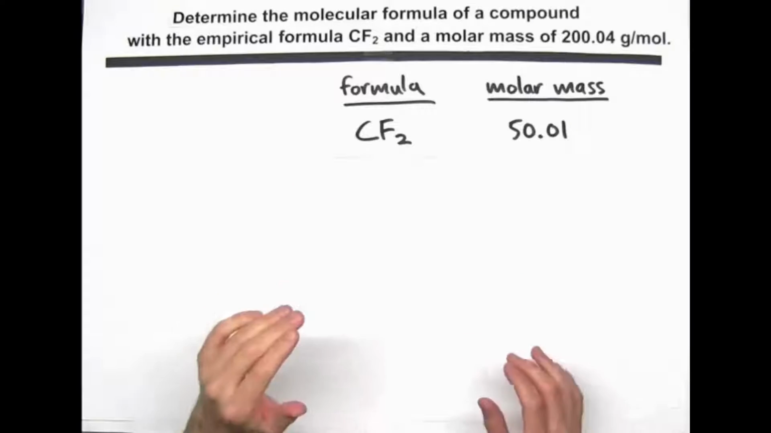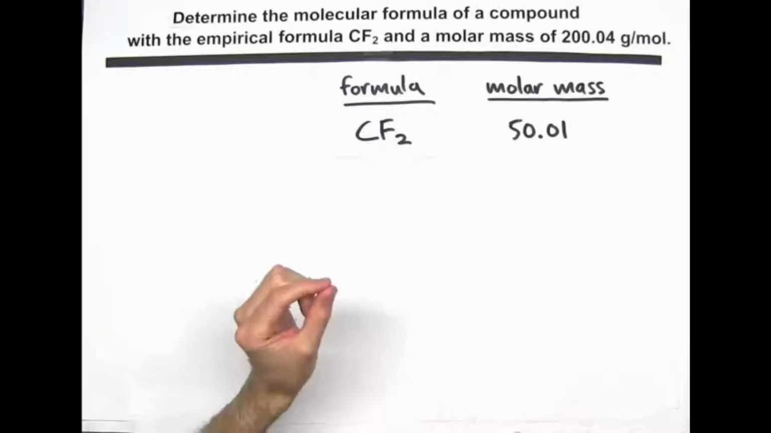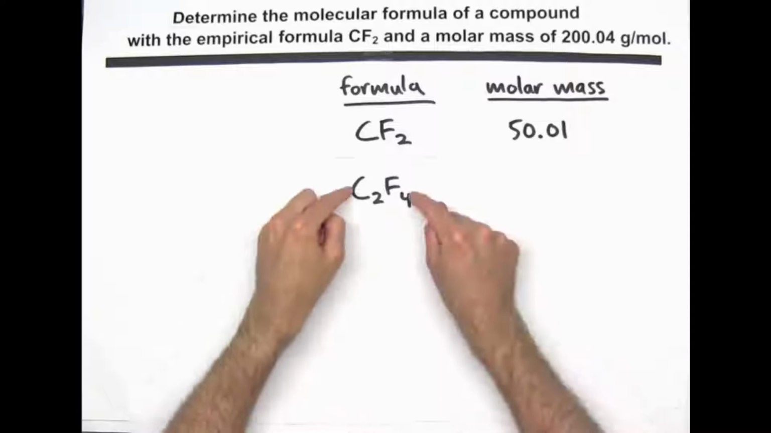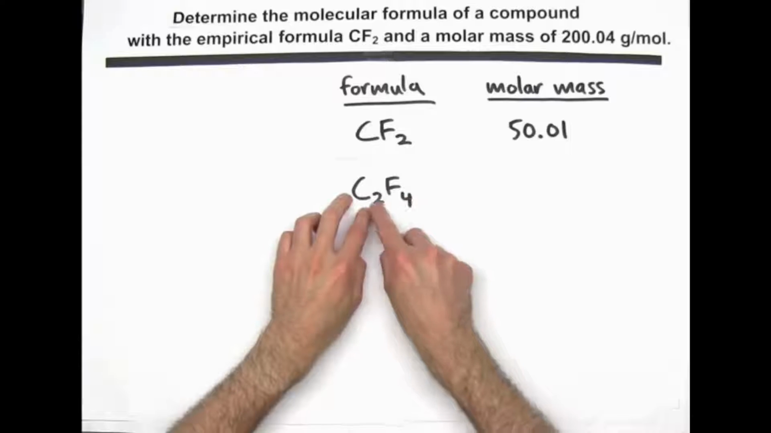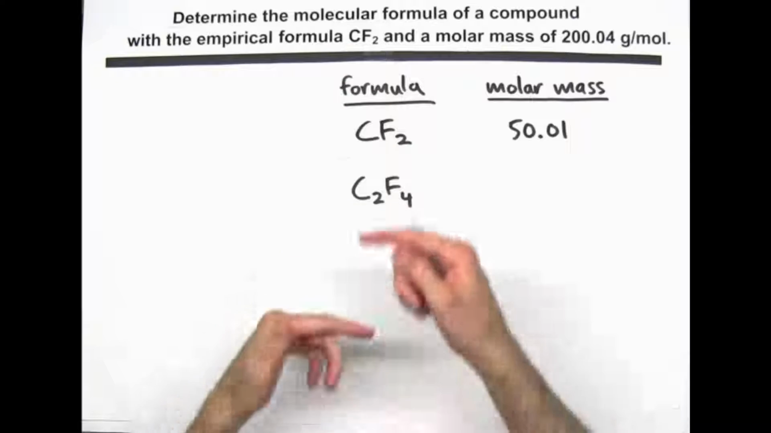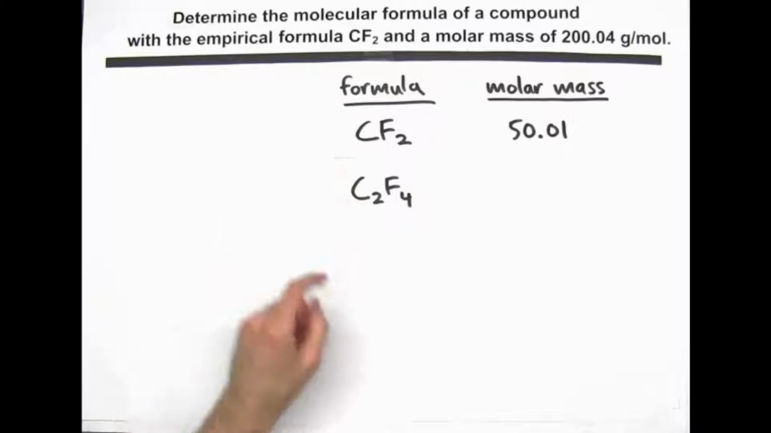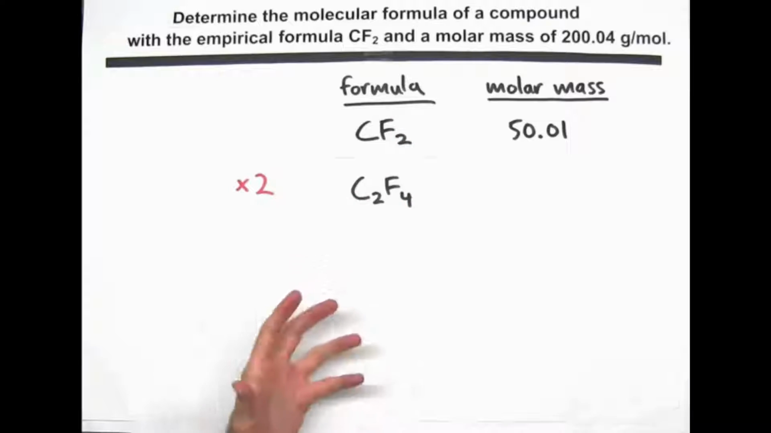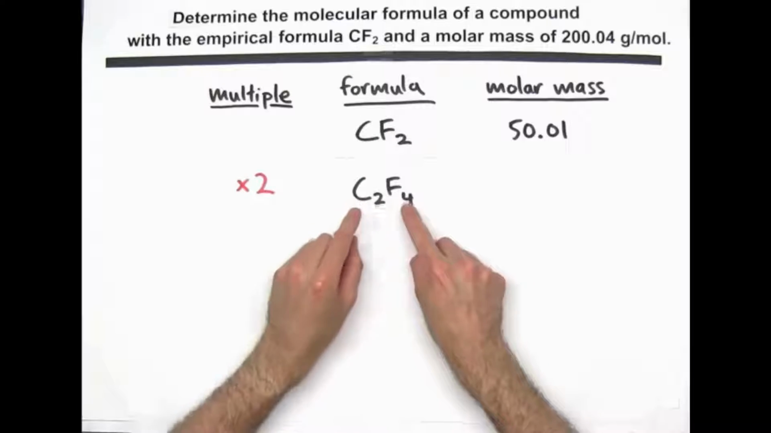Now there are a number of different molecular formulas that all have CF2 as their empirical formula. For example, C2F4 is a molecular formula that has this as its empirical formula. If we took both of these numbers and divided them by 2, we'd end up with CF2. Going the other way, we got this formula by taking the empirical formula and multiplying it by 2. In other words, this formula is a multiple of the empirical formula.